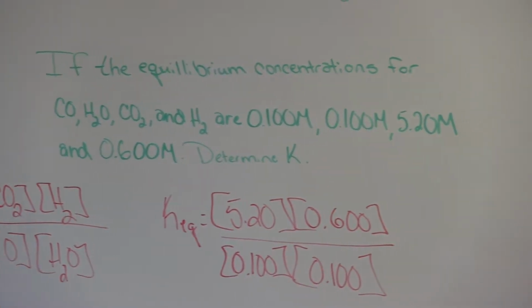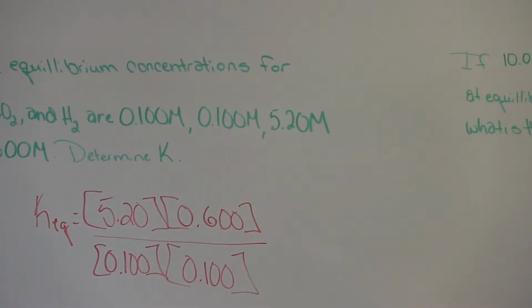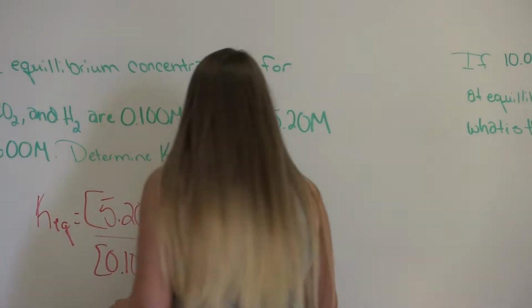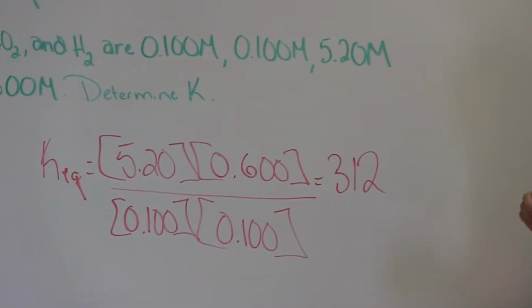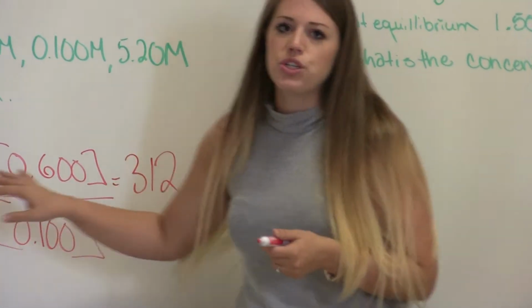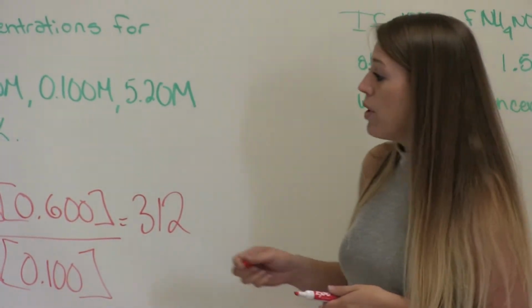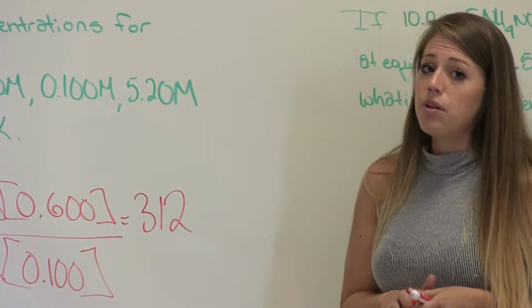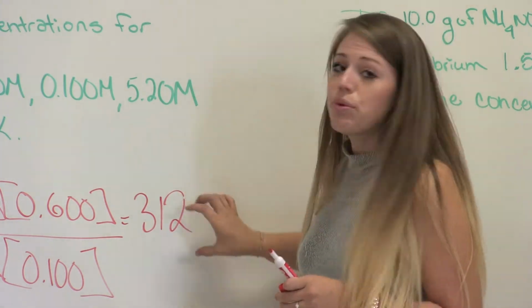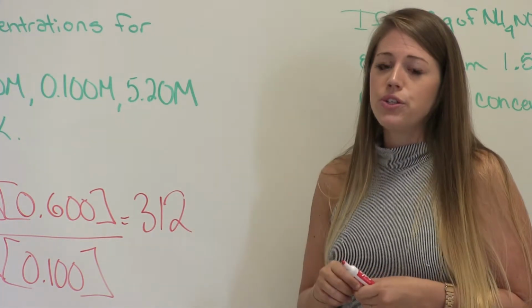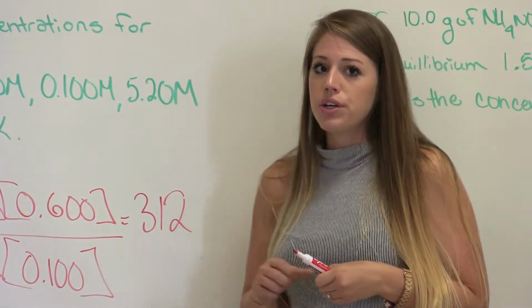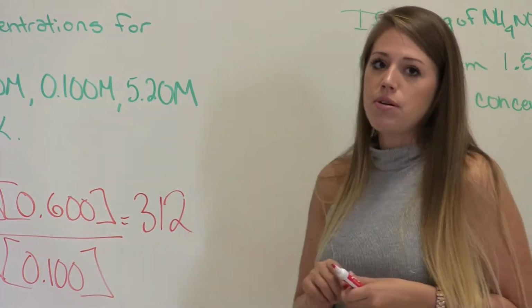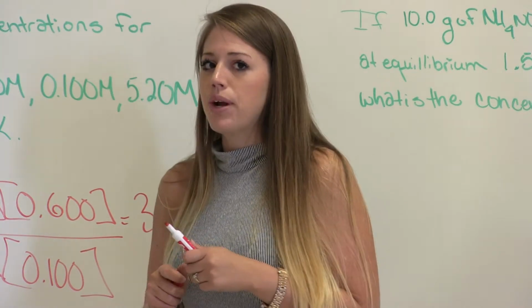If you punch all that into your calculator, you would get that the equilibrium constant is right about 312. What this means is that if we change the concentrations of reactants and products and calculate the equilibrium expression, if it is 312, no matter what the concentrations are, we are at equilibrium, so the rate of the forward reaction is still equal to the rate of the reverse. If it does not equal our equilibrium constant, we're no longer at equilibrium.